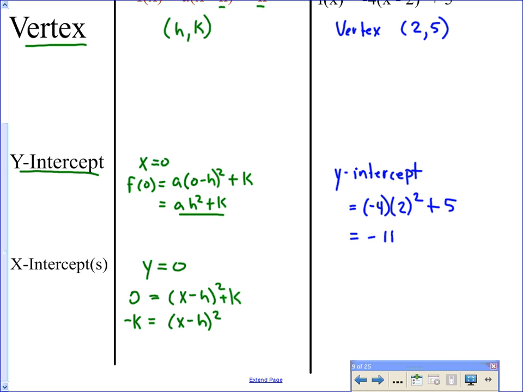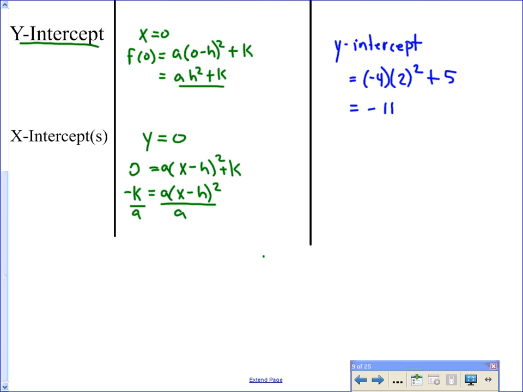Okay, and from here now, I should have my a in here. I forgot my a. So let's go back and put my a. So once that's there, then I'm going to divide both sides by a. And those cancel, so I get -k over a is equal to x minus h quantity squared.